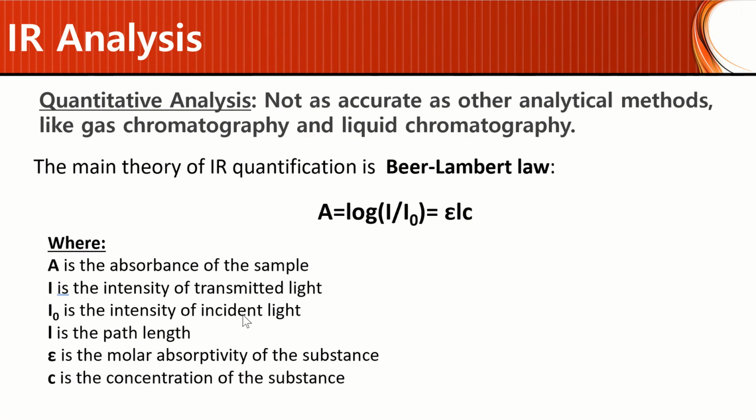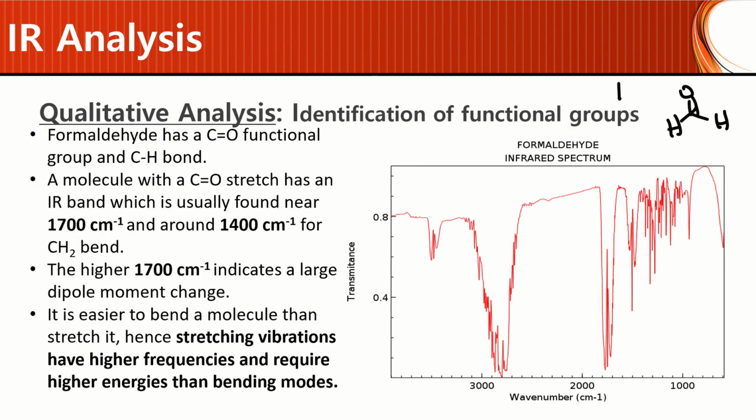So as we know with the Beer-Lambert's law, we see a relation between the absorbance and the concentration of the sample. So as I said, IR is used less frequently quantitatively. It's more so used qualitatively, as we saw with the formaldehyde, to identify the presence or absence of functional groups.